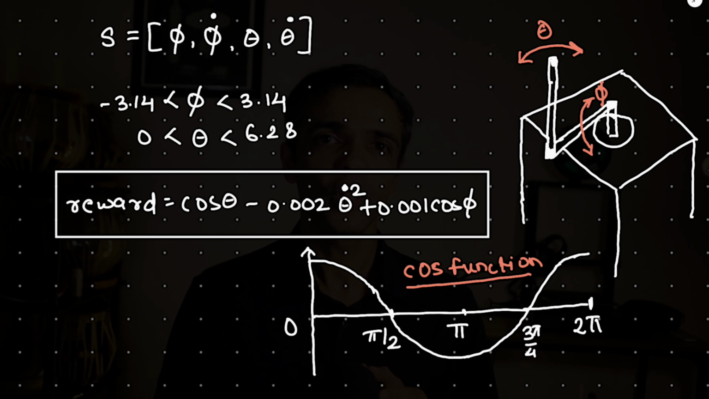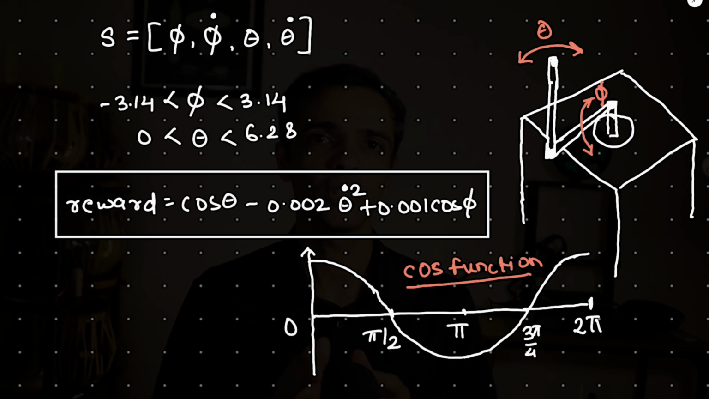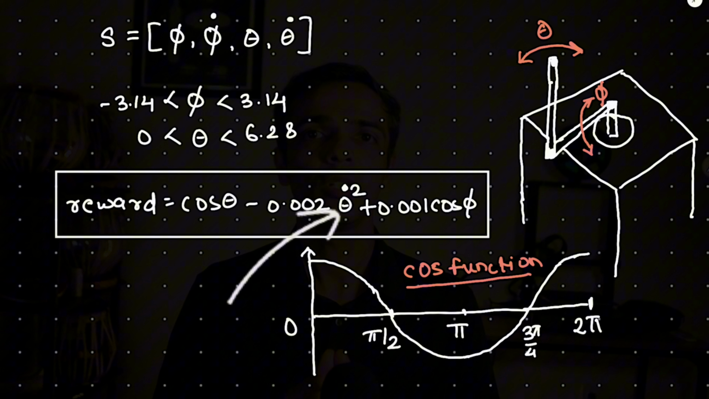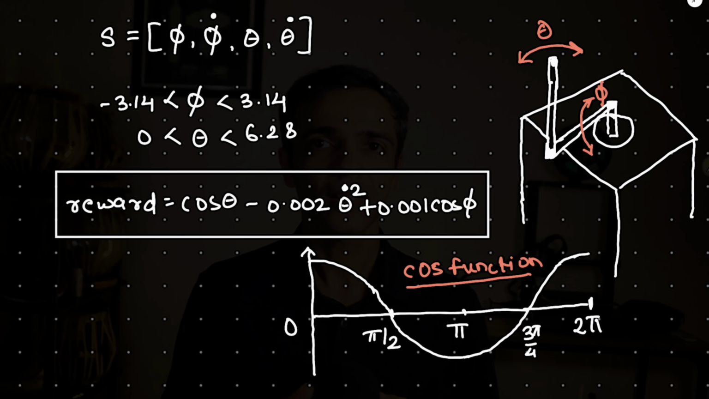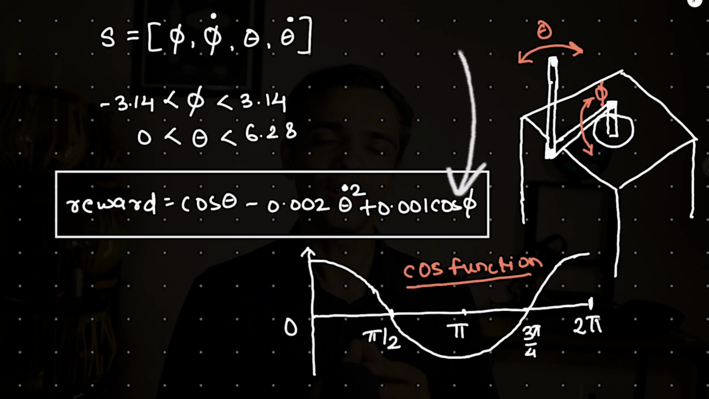But at the same time, we want the pendulum to not sling around. We want its velocity to be as low as possible in the upright position to keep it stable. So we are punishing the agent slightly if the pendulum has any velocity. And lastly, we want to encourage the agent to keep the carriage in a phi equal to 0 position. So we give it a slight reward when the carriage angle is close to 0.